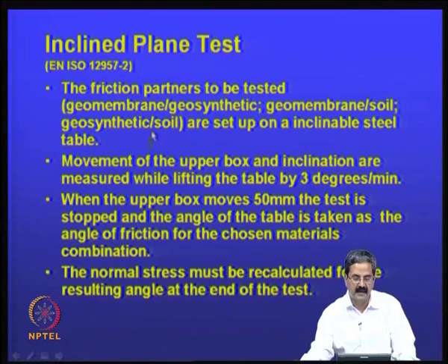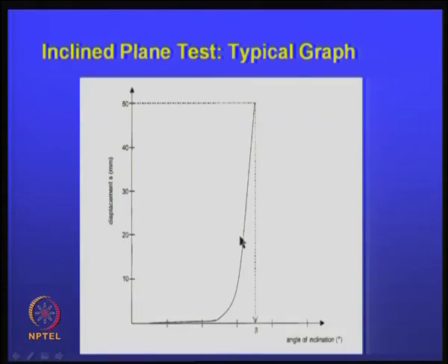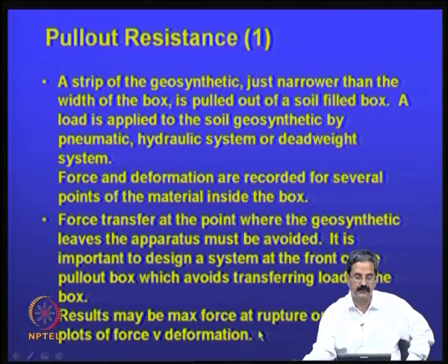Here what they do is that you get the friction angle for this material, and then the normal stress must be recalculated for the resulting angle at the end of the test. This is also very important. So you can see that a typical result corresponding to 50 mm is taken as the friction angle.